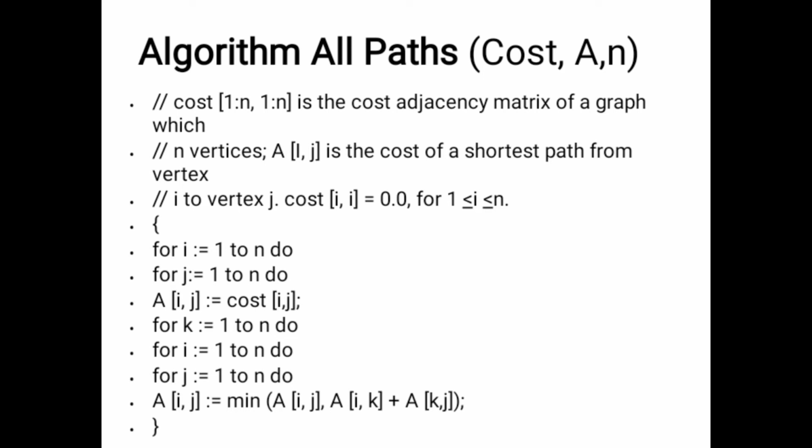Here in the adjacency matrix, if there is a path between vertex i and vertex j, we are adding the cost of the edge into the adjacency matrix, and A[i][j] is equal to min of A[i][j], A[i][k] plus A[k][j]. This is Floyd's algorithm, which is used to compute the shortest path.